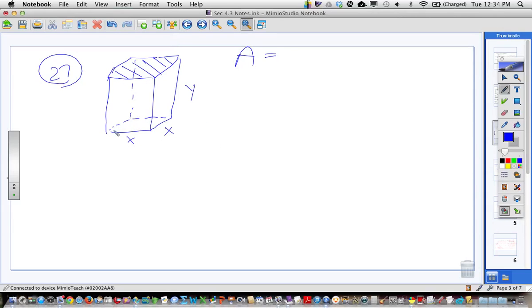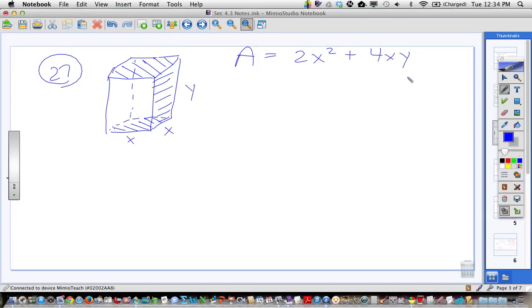X squared, right? The area of this is X squared. So there's two of those, 2X squared. What's the area of this face on the side here? XY. How many of those are there? 4. There's 4 like that. So we add those together. So that's just surface area. It's the area of the side.